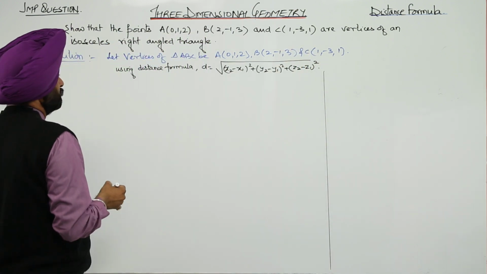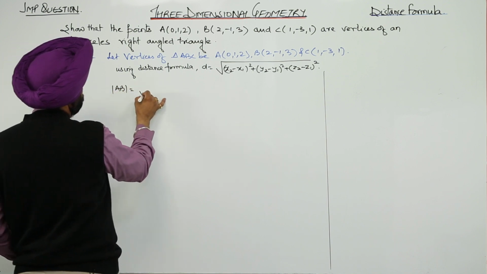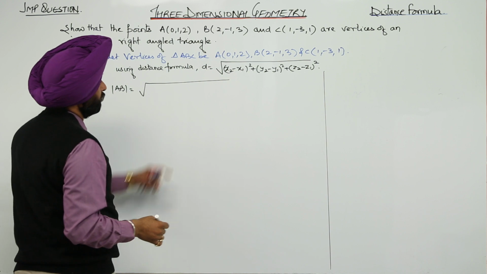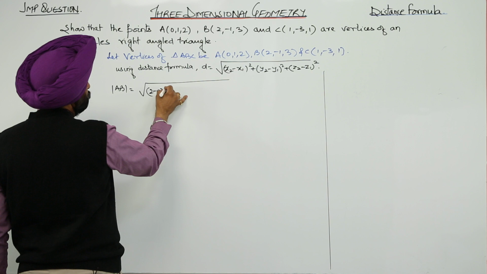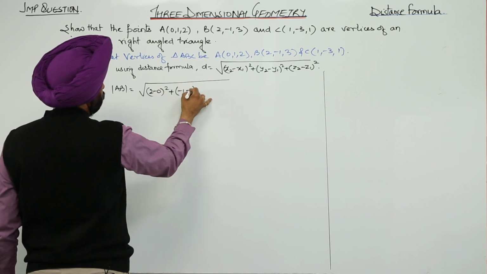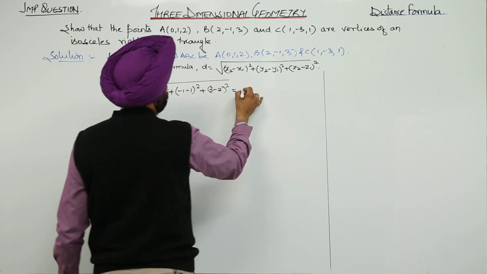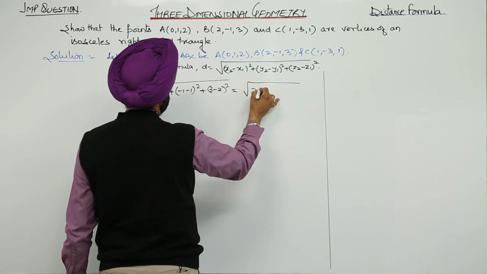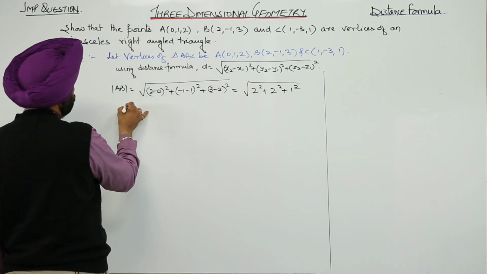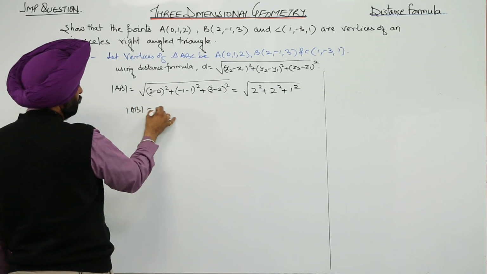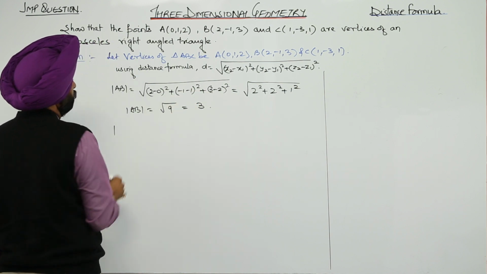Now, first thing is, let us find AB. A, this point and this point. So, we are having (2 minus 0) whole square plus (minus 1 minus 1) whole square plus (3 minus 2) whole square. Now, this becomes square of 2 plus square of 2 plus square of 1. AB is equal to under root 9, which is equal to 3. Then BC.